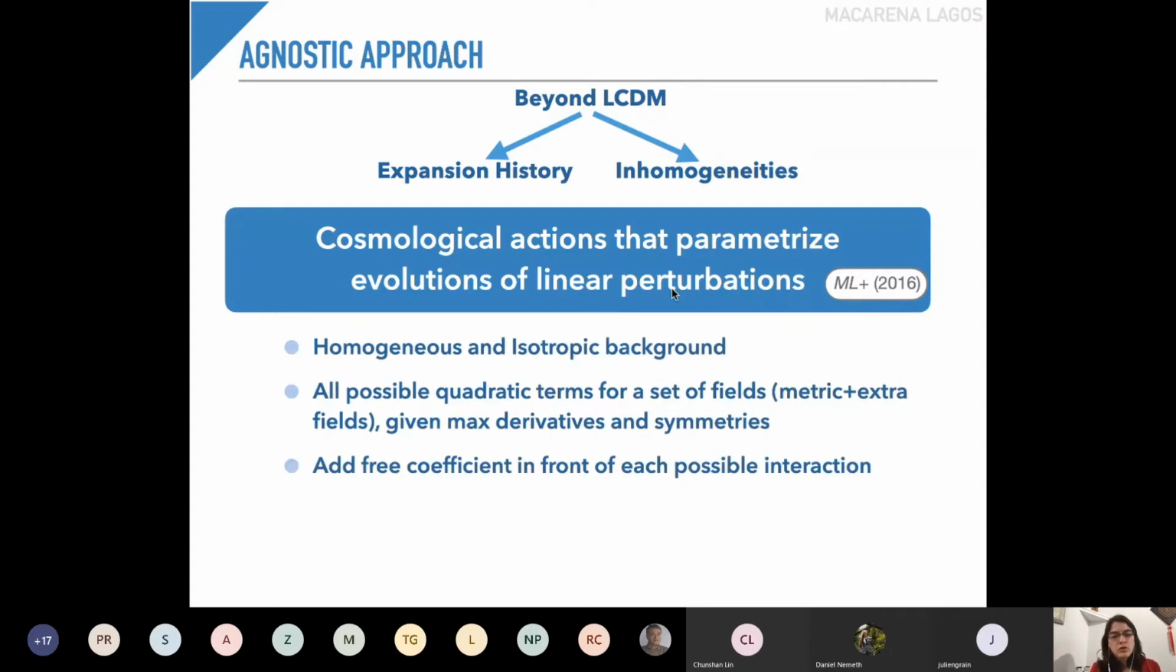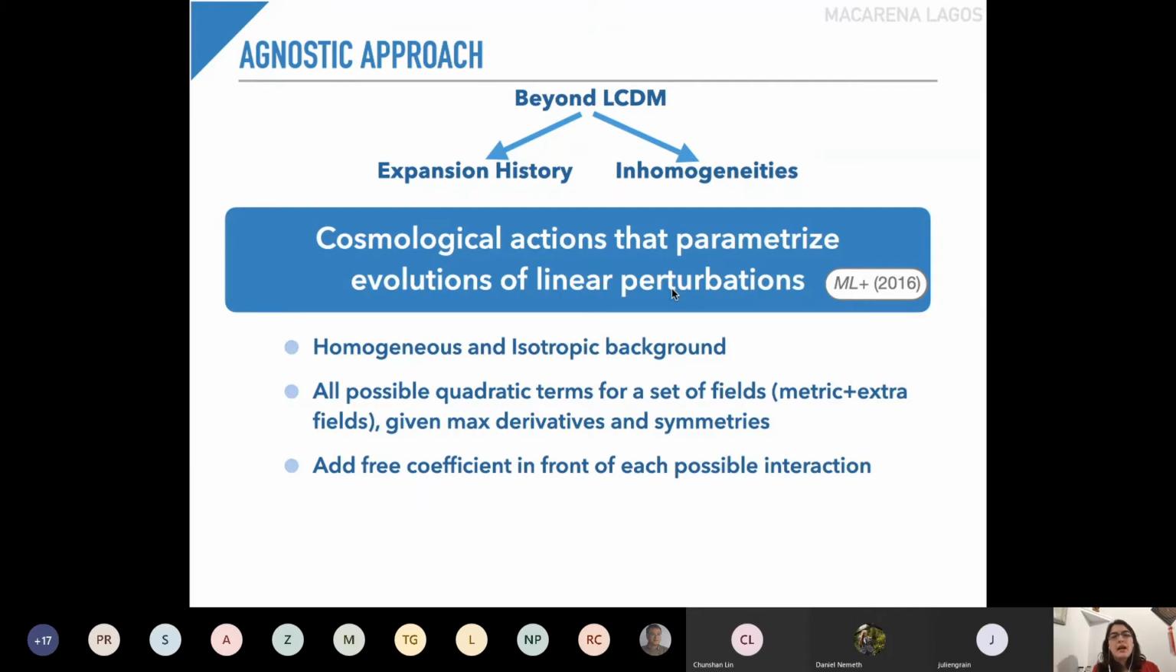So the procedure would be as follows. First, you fix your given background. So you're going to say, I have a cosmological background that is completely homogeneous and isotropic. And you could change that assumption if you want, but this is what we do. Then you write down all the possible quadratic terms for linear perturbations for all the fields that could be present in your gravity theory or in your cosmology model.